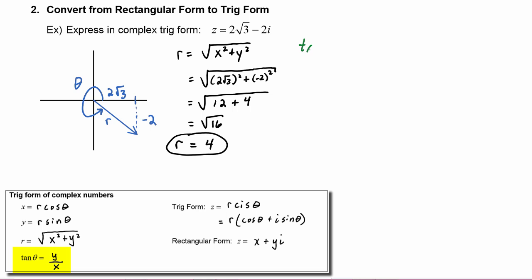The tangent of theta is equal to y over x. So in our case, that is negative 2 divided by 2 radical 3, which is equal to negative 1 over radical 3, which we can rationalize. Multiply by radical 3 over radical 3, and the tangent of theta becomes negative radical 3 over 3.